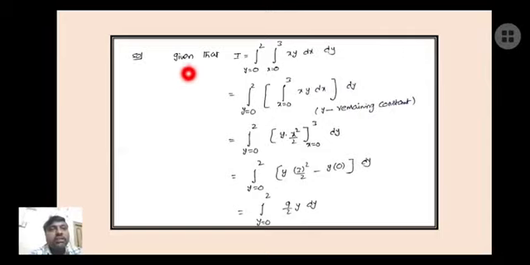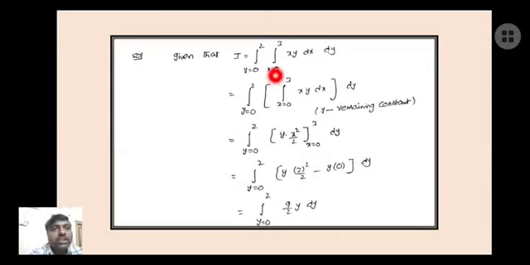See here, the given integration can be taken as I equal to the integral y equal to 0 to 2 and x equal to 0 to 3 of xy dx dy, because it is given in the order dx dy. So the internal integration belongs to the x limits and the external integration belongs to the y limits. When they give constant limits, you can take it in any direction. There is no change in the solution of the integration.